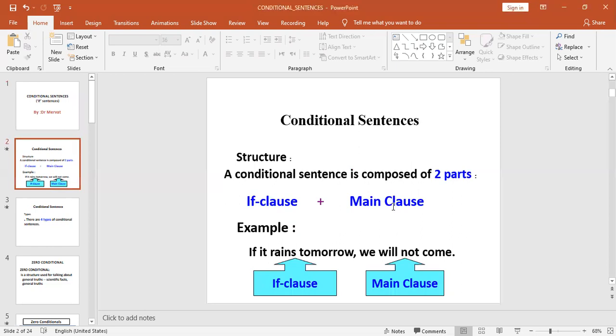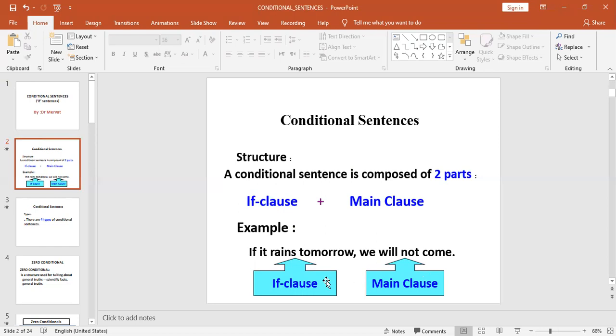If I give you an example to illustrate: if it rains tomorrow, this is the first part. If it rains tomorrow, we will not come. This is the second part. The second part is dependent on the result of rain. If it rains, we will not come. So the first part is the if clause, and the second part is the main clause.